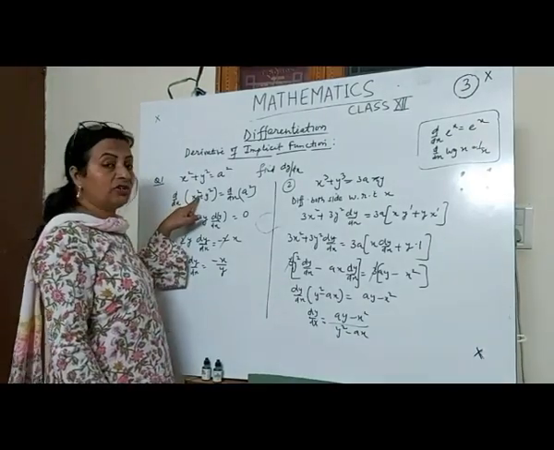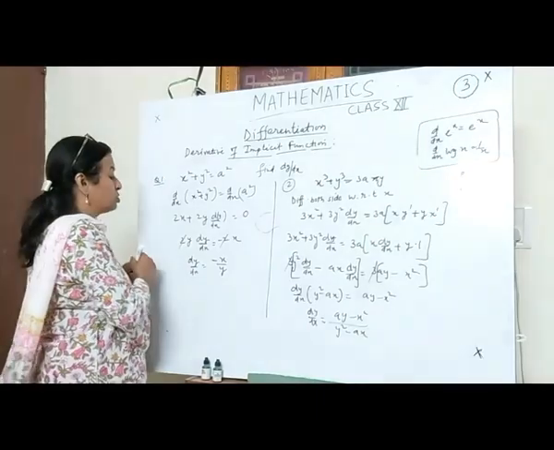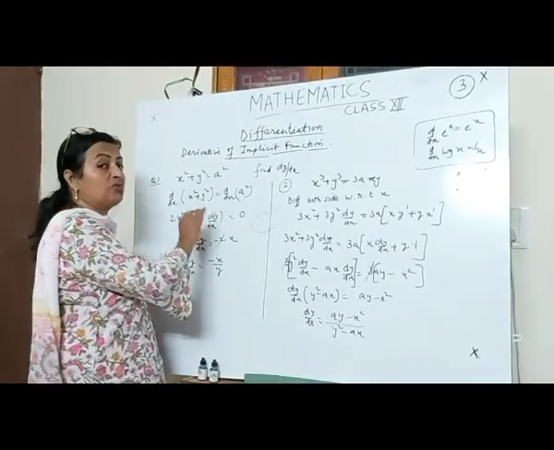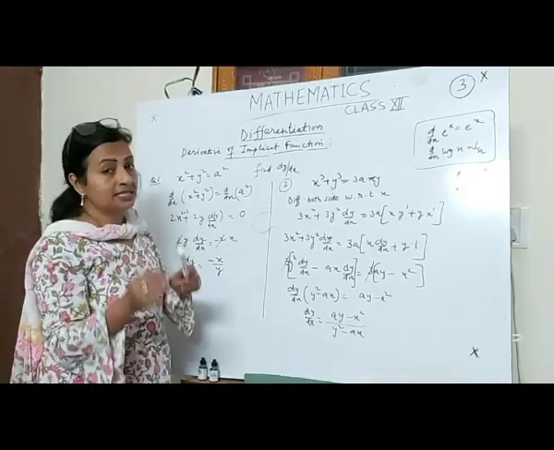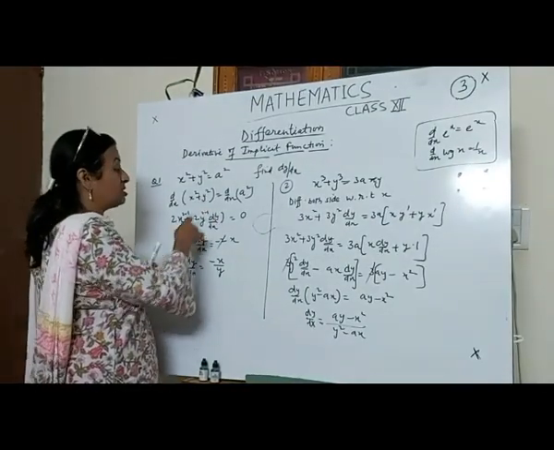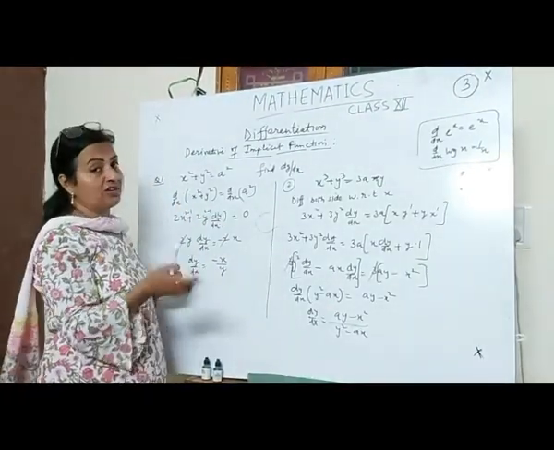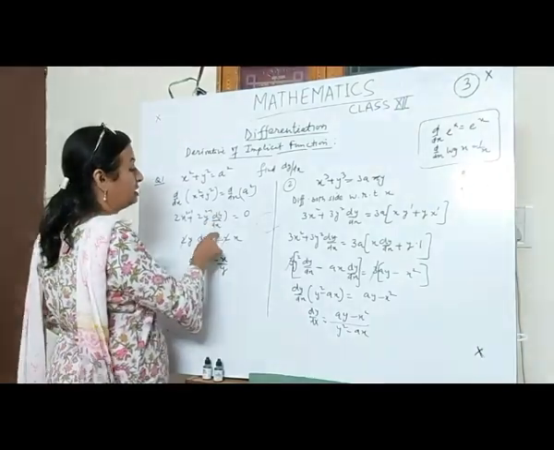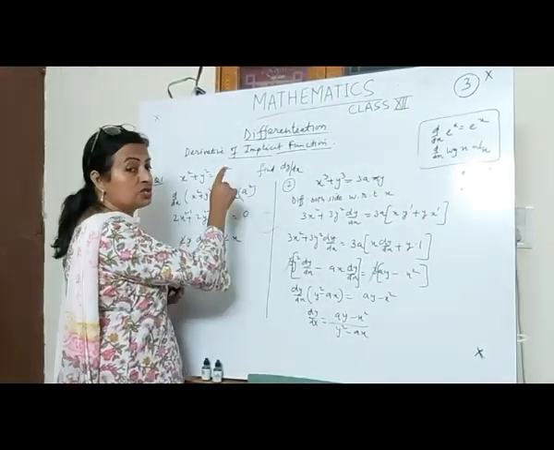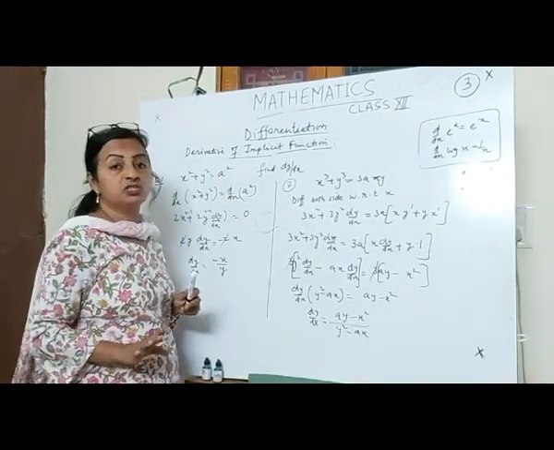For x square, you have to use the formula nx^(n-1). n is 2, so it is 2x^(2-1). Similarly, for y square, you will do the same as x square, 2y^(2-1). But because this is y, this is not x, the differentiation of y will again give dy upon dx. For a square, there is no x, so it is treated as a constant. So the differential of this with respect to x will be 0.